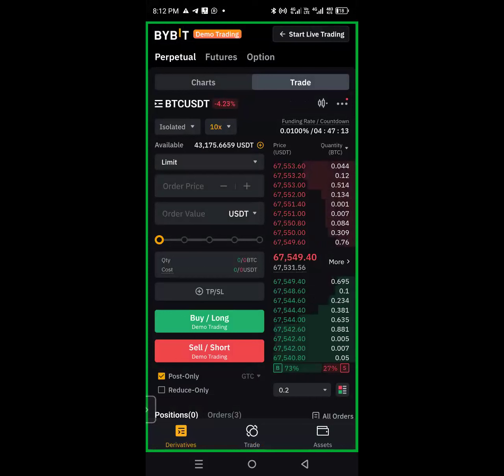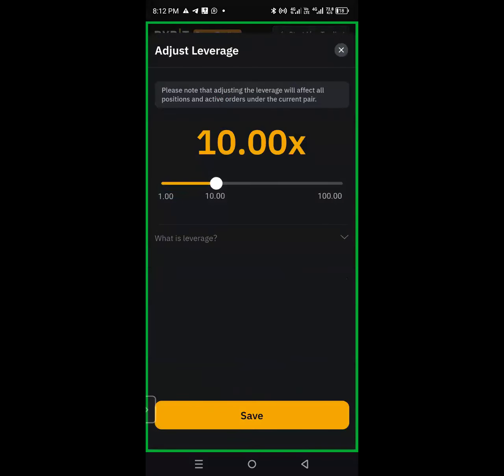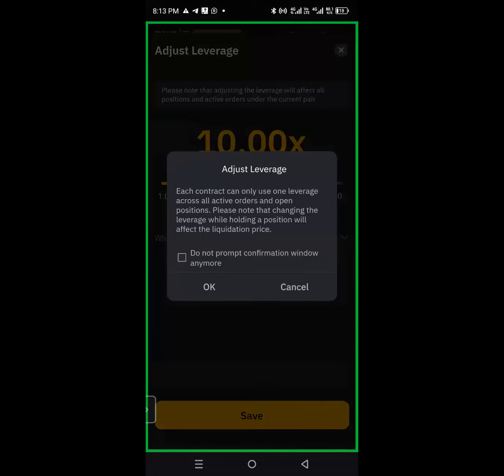I've changed it back now, you can see. And then make sure that you're always starting with 10x. In front of the isolated or the cross, there is the leverage part where you can increase and reduce your leverage. Always make sure it starts with 10x. If I want to increase this to 20x, for example, it's possible. I can also increase it to 50, or 100 as I want. But the best way as a beginner is to start with 10x.